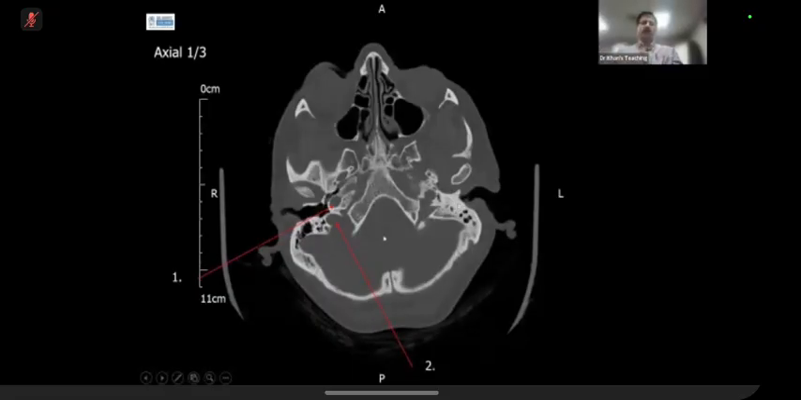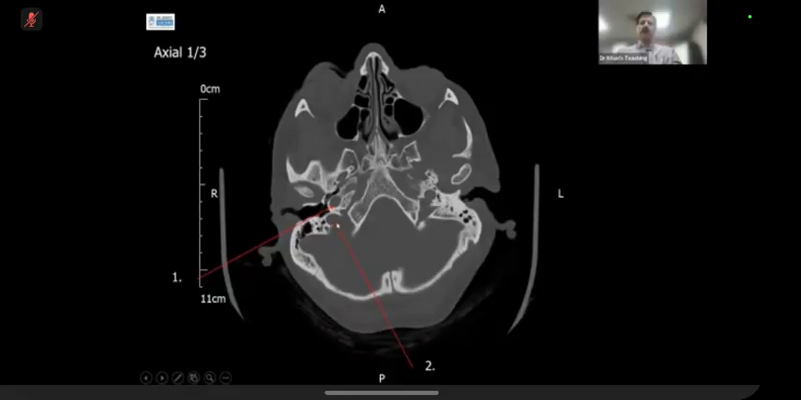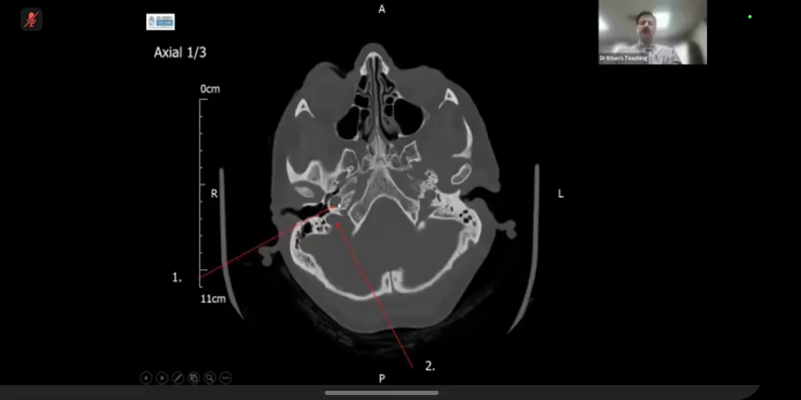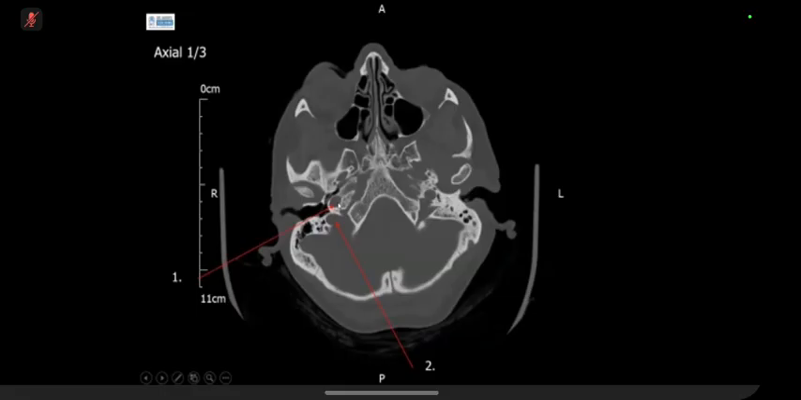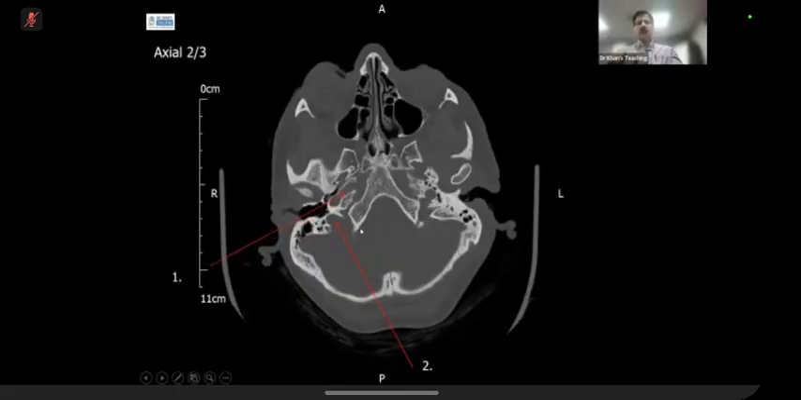Okay, so candidate 1, anatomy question. What is this? Which foramen is this? That's the jugular foramen. And what is this? That's anterior to the jugular, that's the carotid canal. Excellent, well done. Yes, it continues medially as well. So this is the carotid canal and this is the jugular foramen.